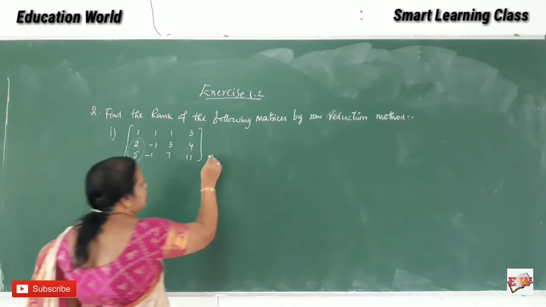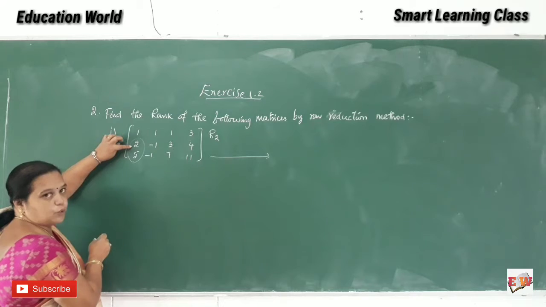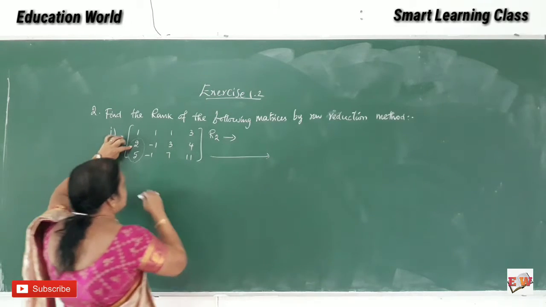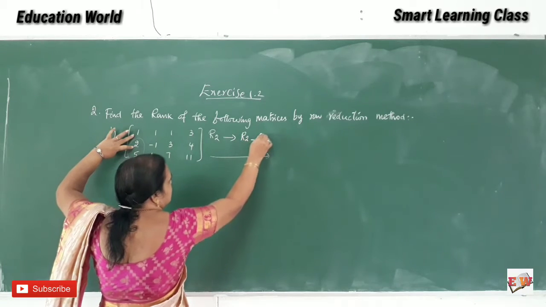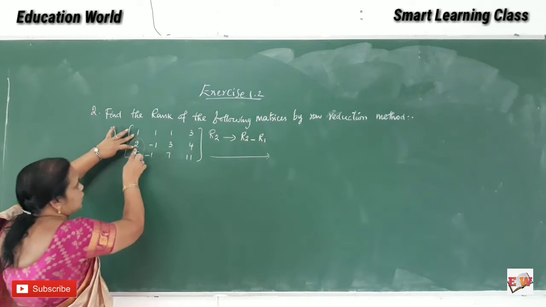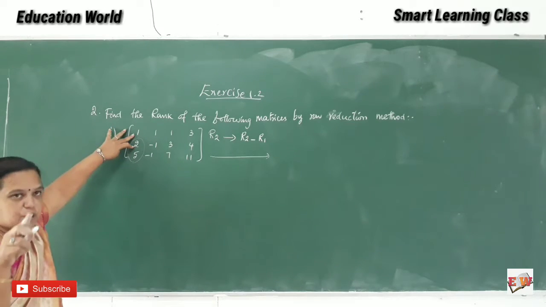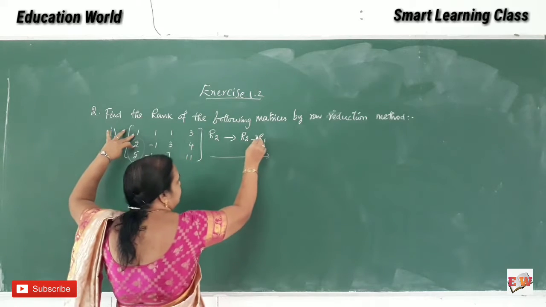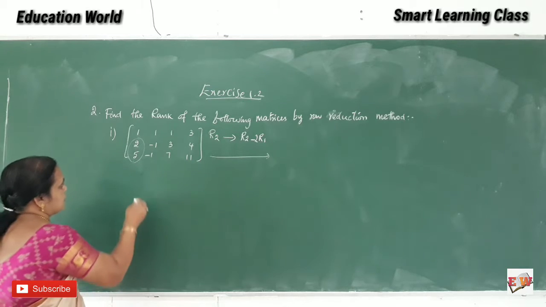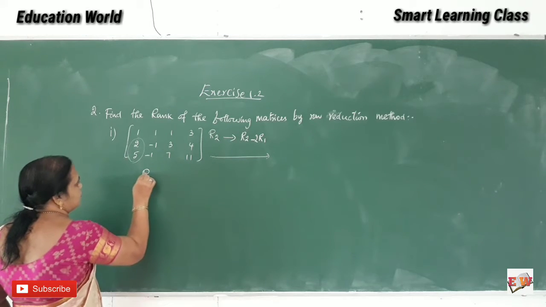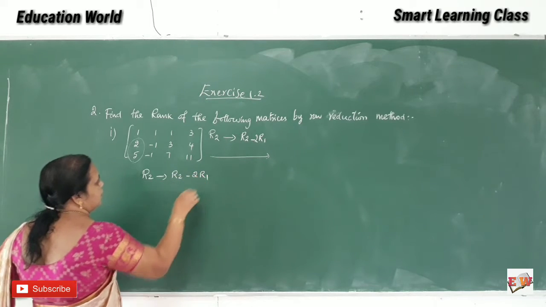For that I am going to transform R2. R2 gives R2 minus 2R1. Why? 2 minus 1, it will come 1, but we need 0. So R2 minus 2R1. First you just take this number. R2 gives R2 minus 2R1.